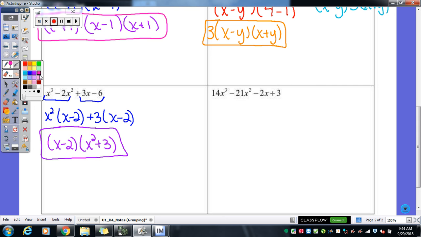All right, and then our last one for our notes. First 2, last 2. What's our GCF for the first 2? 7x squared. So then we would get a 2x minus 3.